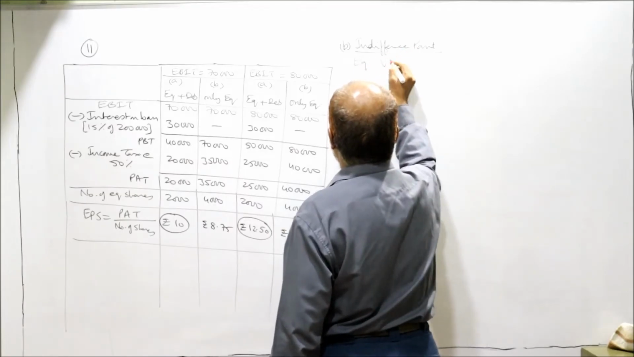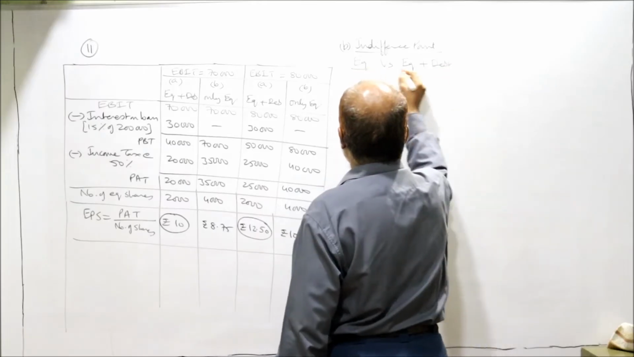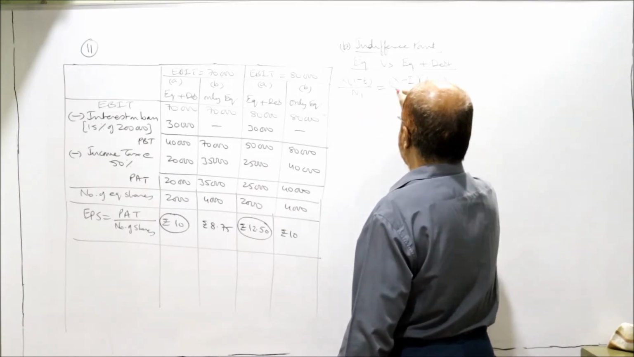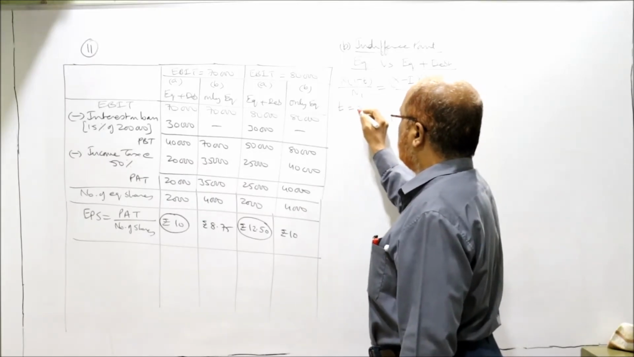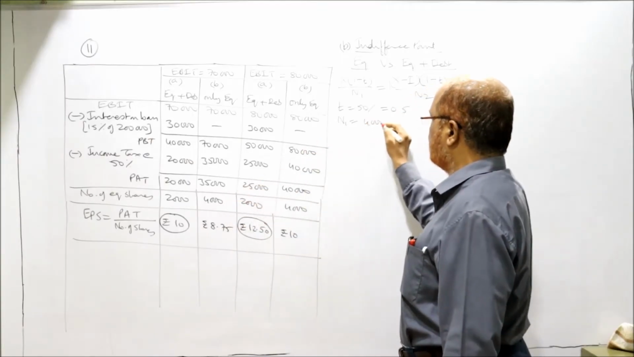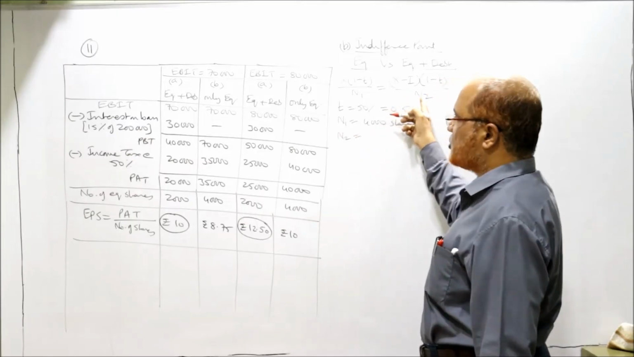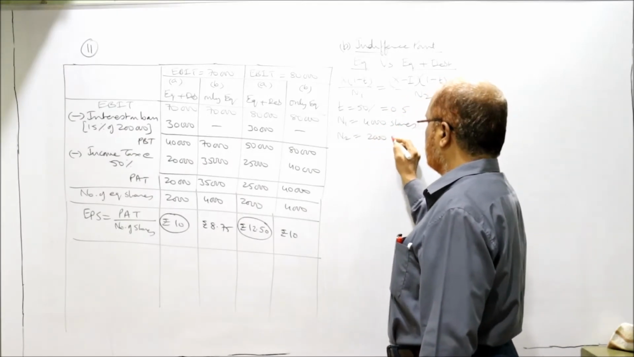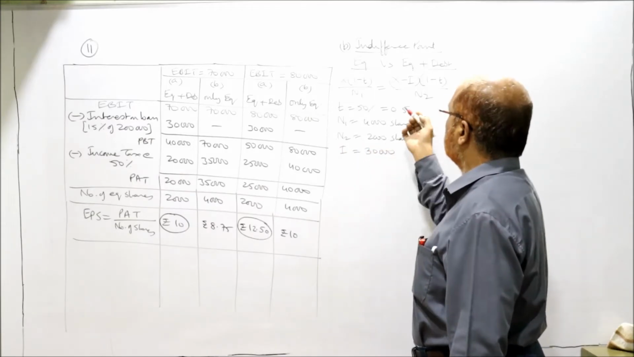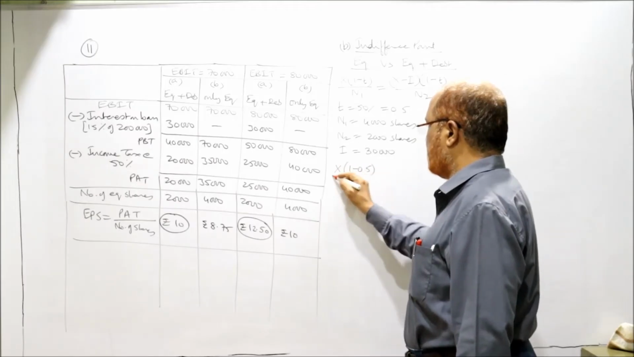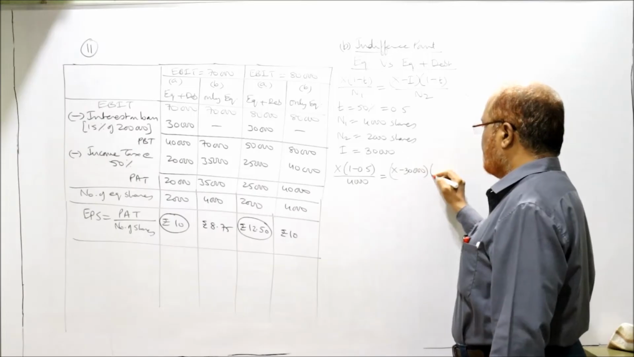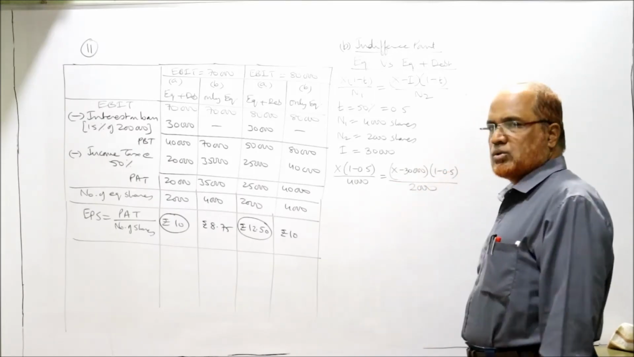Equity versus equity plus debt. So x into 1 minus t by n1 is equal to x minus I into 1 minus t by n2. Here t is equal to 50%, 0.5. n1 is the number of equity shares if only equity shares are issued, 4,000. n2, number of equity shares if equity shares and loan is taken, 2,000. I, interest on loan, 30,000. So now we substitute: x into 1 minus 0.5 divided by 4,000 is equal to x minus 30,000 into 1 minus 0.5 divided by 2,000, right?